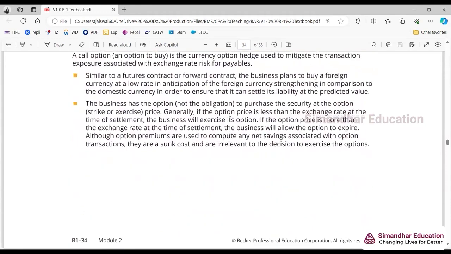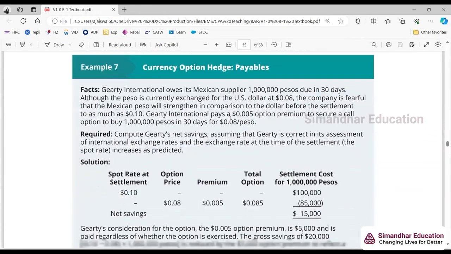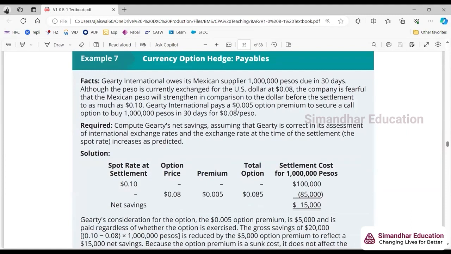So moving on, we have options. I told you, options also we will be doing through questions. So let us do the question. You will understand what is meant by options. So we have payables. We have a supplier, 1 million pesos. Spot rate is 0.08, and they are thinking that the peso will go up. Because we have a payable, we'll be afraid of it. So we can buy an option to take the pesos at 0.08 per peso only.